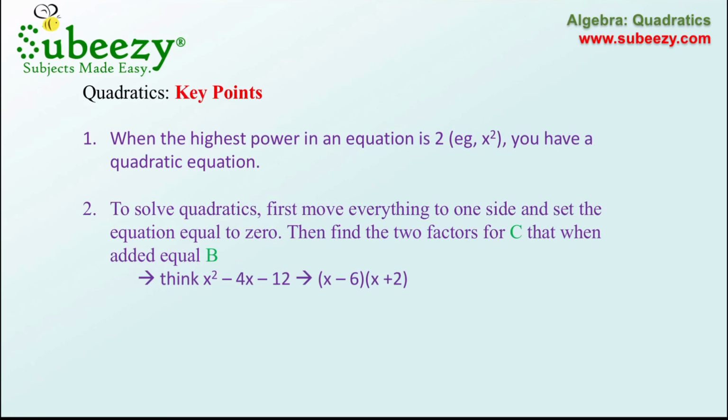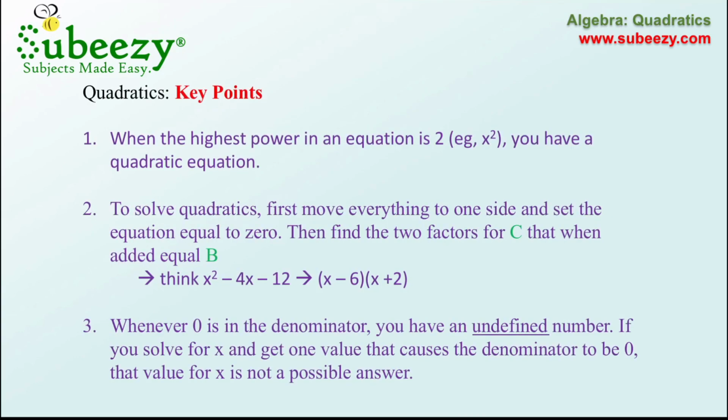And third, whenever 0 is in the denominator, you have an undefined number. If you solve for x and get one value that causes the denominator to be 0, that value for x is not a possible answer.